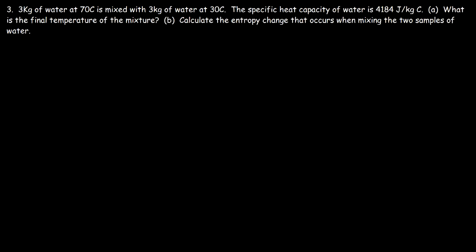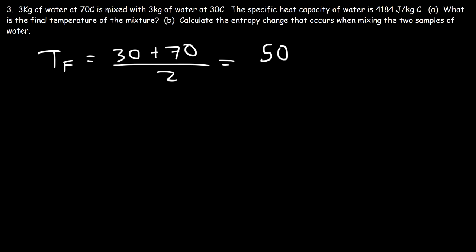3 kilograms of water at 70 degrees Celsius is mixed with 3 kilograms of water at 30 degrees Celsius. And we're given the specific heat capacity of water. What is the final temperature of the mixture? So for both samples of water, the mass is the same and the specific heat capacity is the same. So the final temperature is simply going to be the average of 30 and 70. 30 plus 70 is 100, and 100 divided by 2 is 50. So the average temperature is 50.